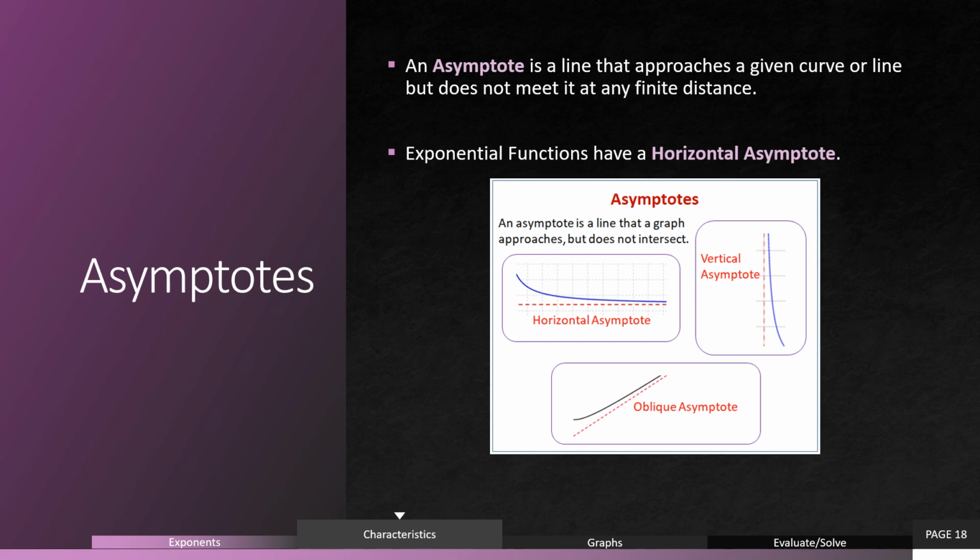A vertical asymptote, this line here is getting closer and closer to that vertical boundary or fence, but it just doesn't land on it. Oblique asymptotes, over here, it's getting closer and closer. And then here in the case of our exponential function, we have a horizontal. This is a decay function. It's going down closer and closer to that line, but it just doesn't get there.